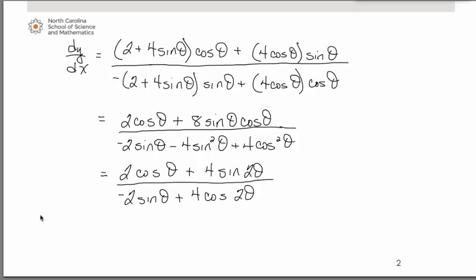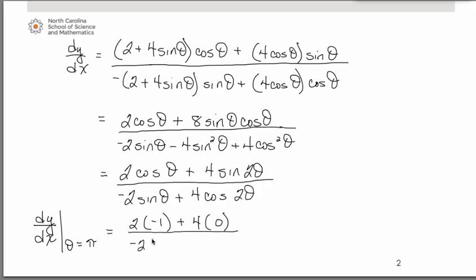We then can go ahead and determine the slope specifically at theta equals pi. So we have 2 times the cosine of pi, which is negative 1, plus 4 times, now we need to multiply pi by 2, so we're doing sine of 2 pi, which is 0. In the denominator, we have negative 2, sine of pi is 0, plus 4 times the cosine of 2 pi, which is going to be 1. When we simplify that, these, of course, become 0. We have negative 2 over 4, and our derivative is negative 1/2.